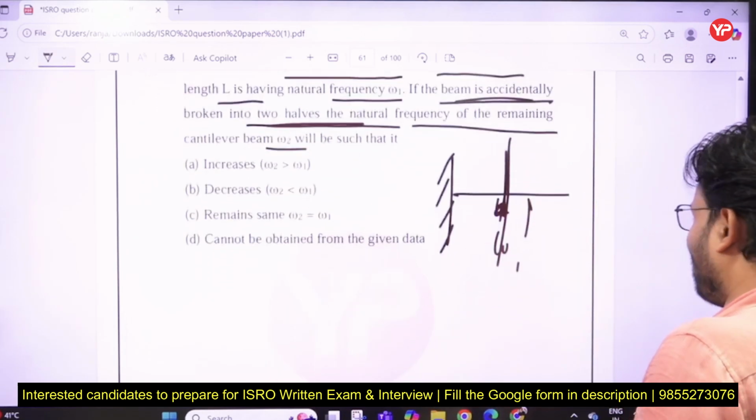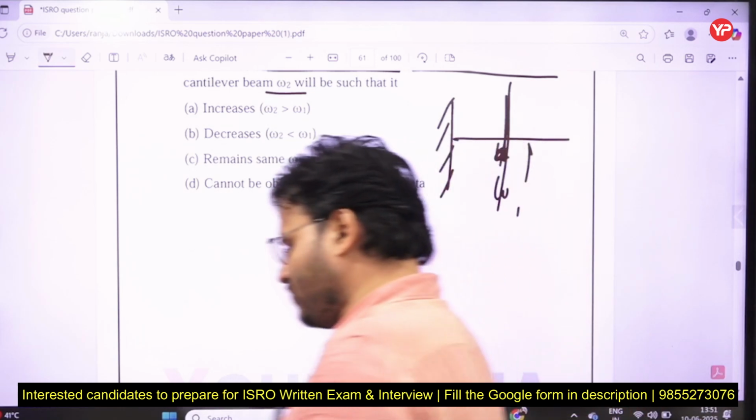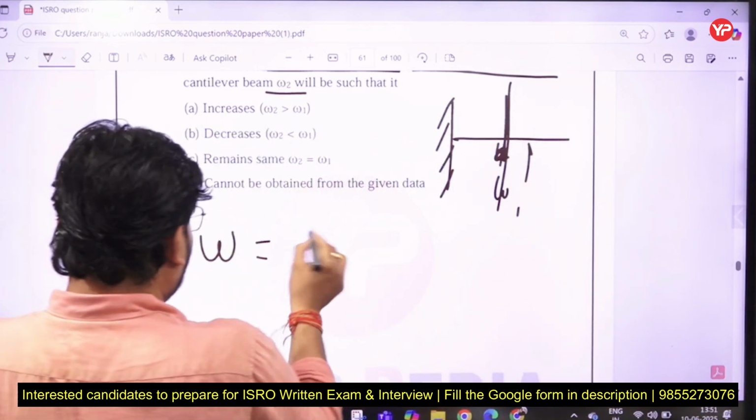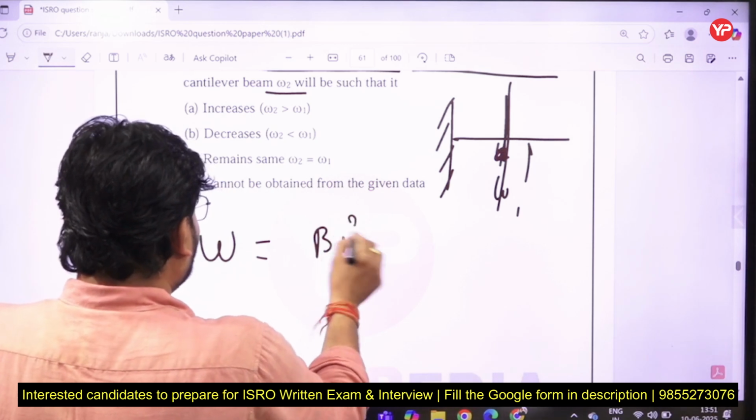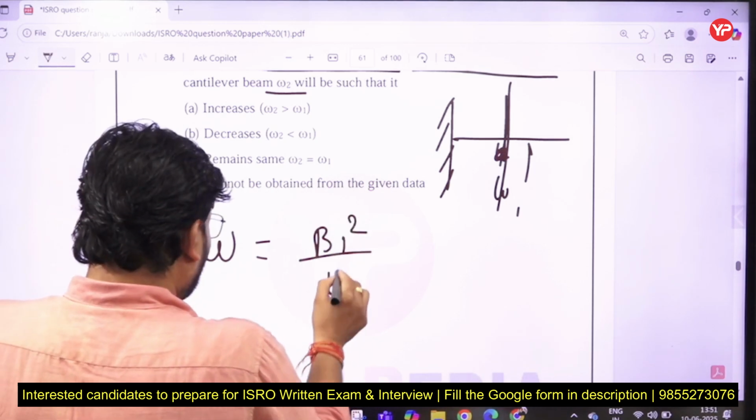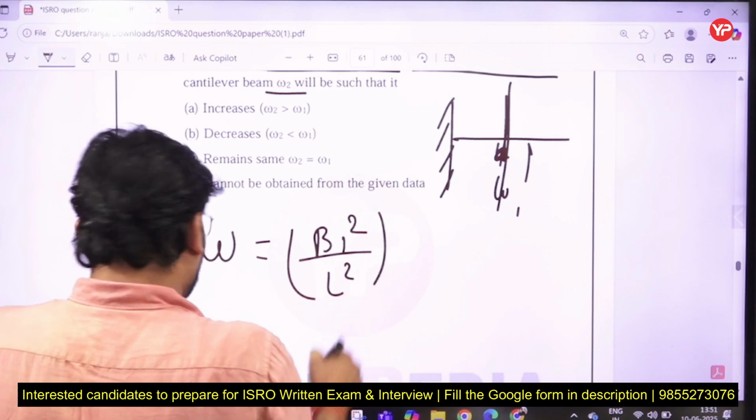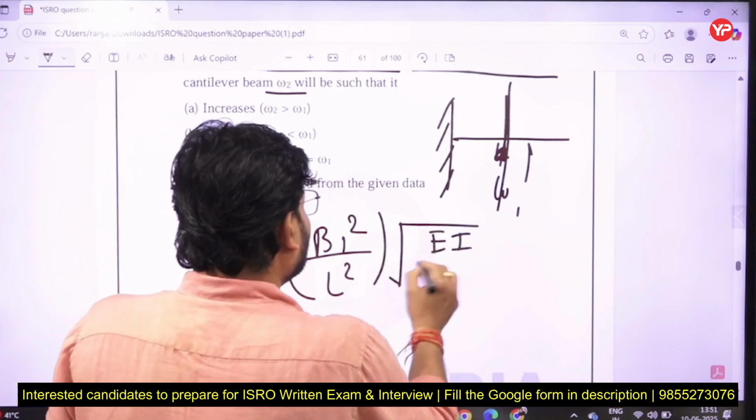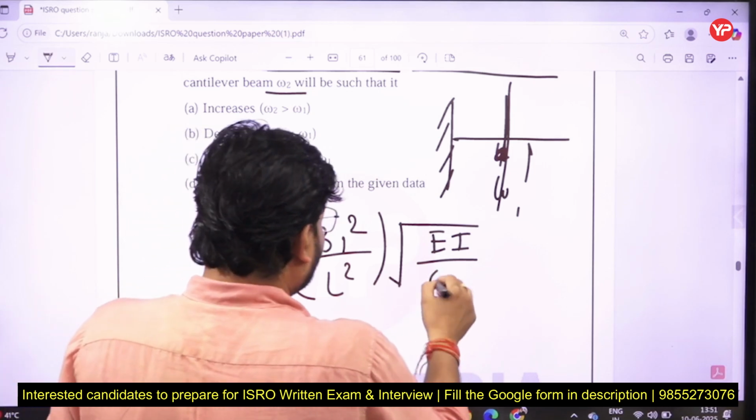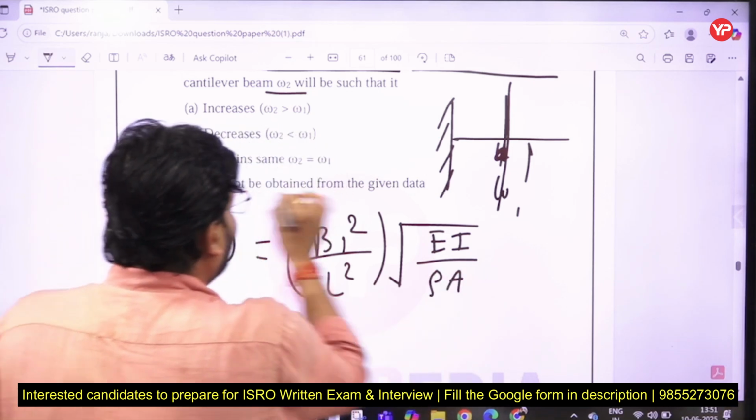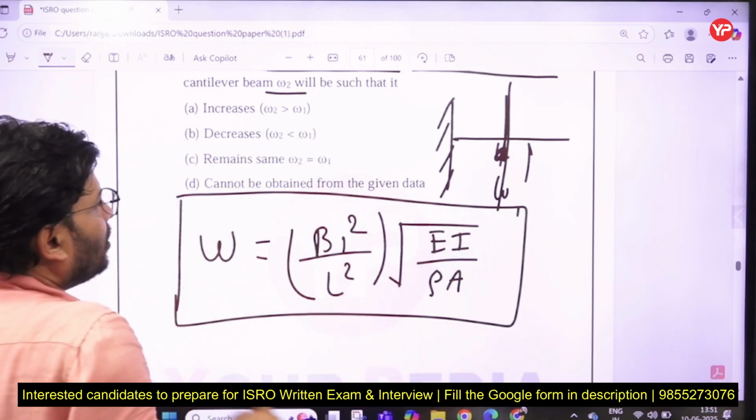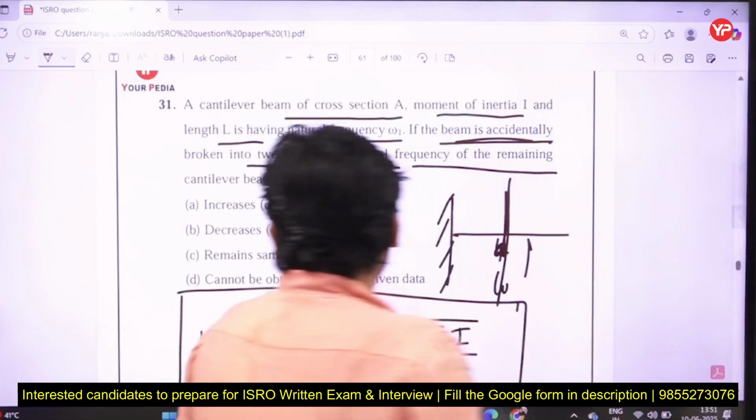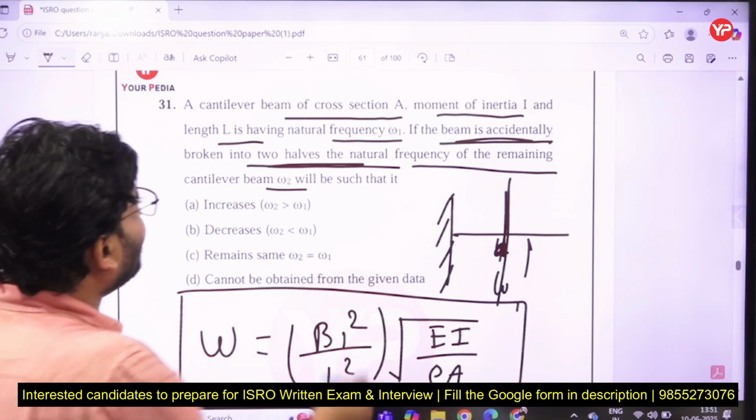Now the first question is, what is the value of natural frequency, my dear friends? Try to remember, natural frequency omega is given by beta 1 square upon L square, or you can say beta upon L whole square, into root of EI upon rho A. That is the formula you have to remember. So in this question every quantity remains constant, only the length is going to be changed.